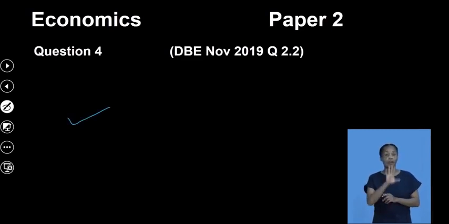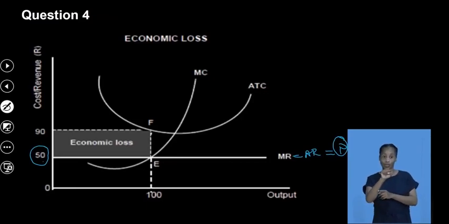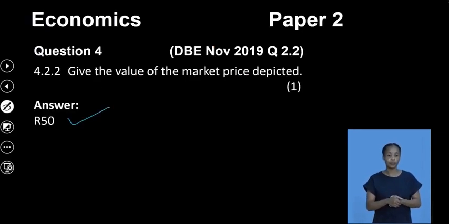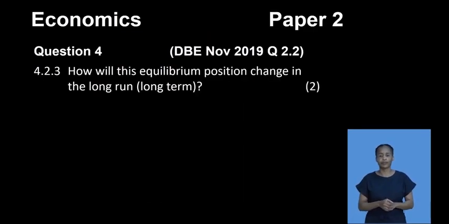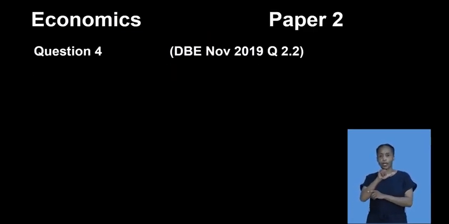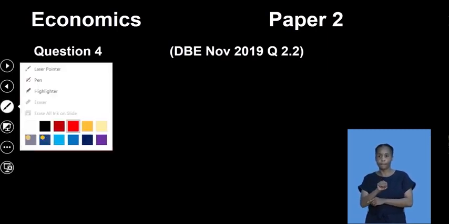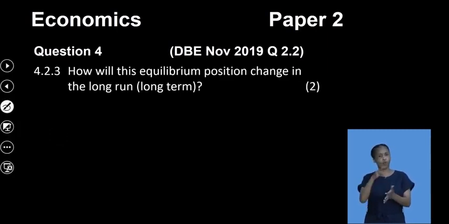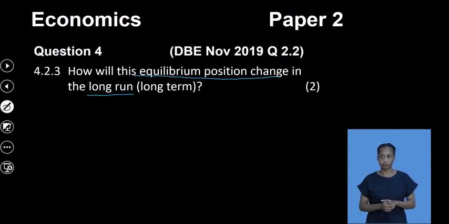If the question had asked you for the cost, the cost is from the profit maximization point all the way up to where we touch the vertical axis, the cost and revenue axis. Our cost in this case would be 90. The next question says, how will this equilibrium position change in the long run or in the long term?